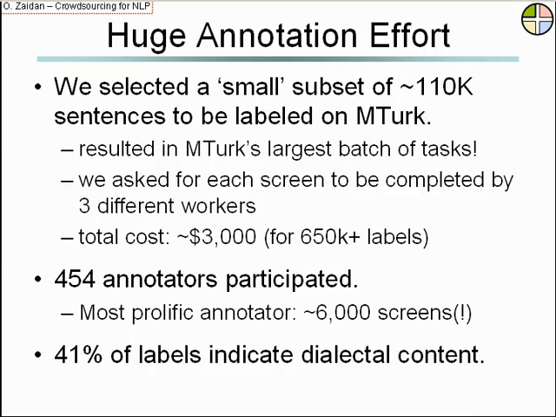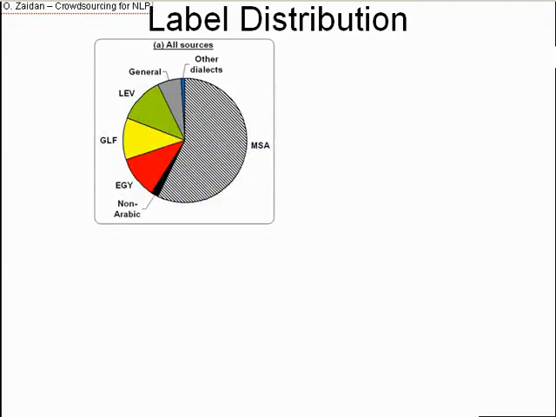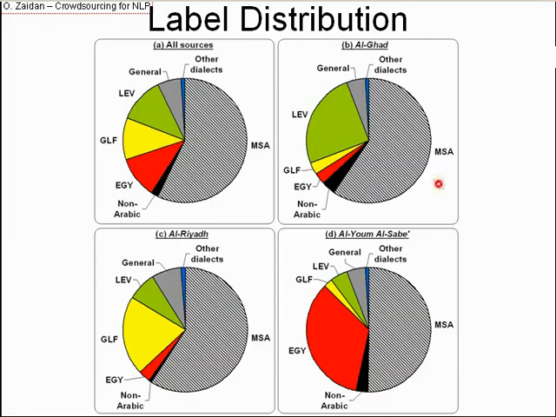If you look at the distribution of the labels that we collected, again, you'll see that maybe about 60% is MSA, and the portion that's been annotated as being dialectal is split evenly across the 3 main dialects: Levantine, Gulf, and Egyptian. And if you look at the label distribution for any one source, the distribution is what you would expect. From the Jordanian newspaper, the predominant dialect is Levantine. In the Saudi newspaper, it's Gulf. And in the Egyptian newspaper, it's Egyptian.